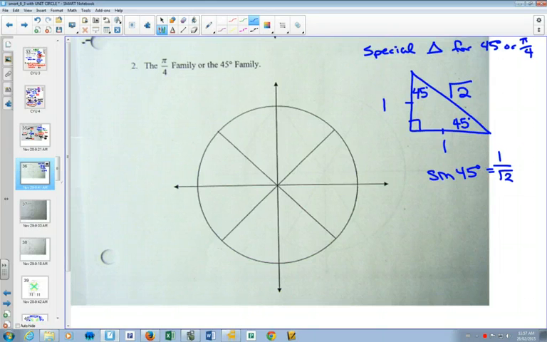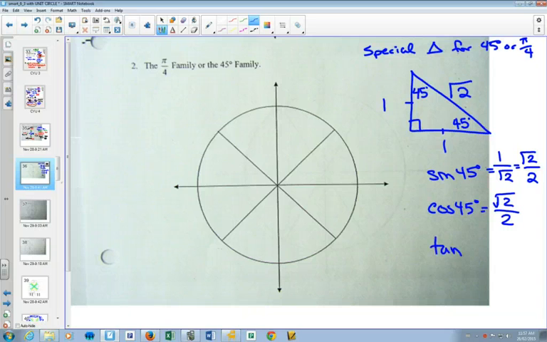If we wanted to rationalize this by multiplying top and bottom by root 2, you'd get root 2 over 2. Both of these answers would be acceptable. Throughout the year, I'm going to use the rationalized one, root 2 over 2, more often than 1 over root 2. Can you see that cos of 45 would be identical? So I'll just write root 2 over 2 to start.